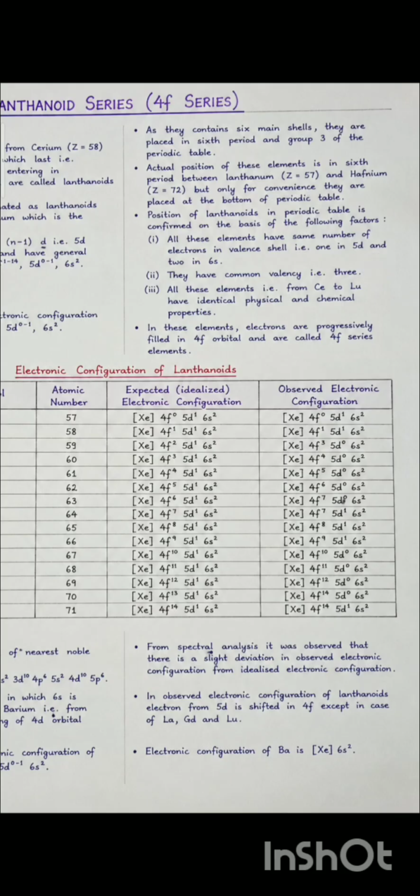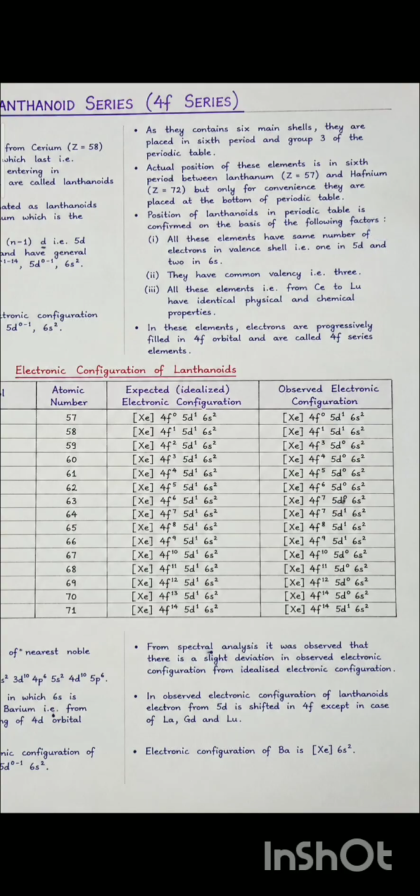Lanthanum possesses plus 3 oxidation state. Actually, the common oxidation state of lanthanum is plus 3, and cerium possesses plus 4, praseodymium possesses plus 4, neodymium possesses plus 2, plus 3, plus 4, and promethium possesses plus 3, samarium possesses plus 2, plus 3, europium possesses plus 2, plus 3, and terbium and dysprosium possess plus 4 and plus 3, and thulium and ytterbium possess plus 2 oxidation state.